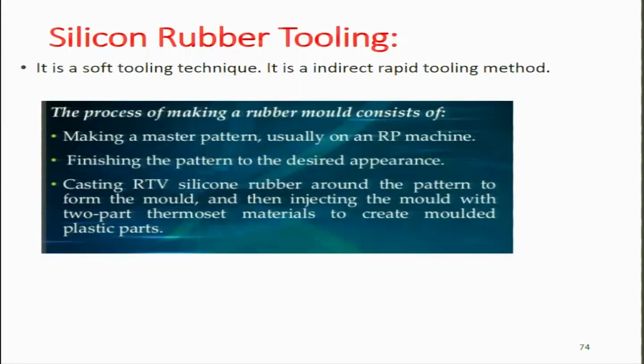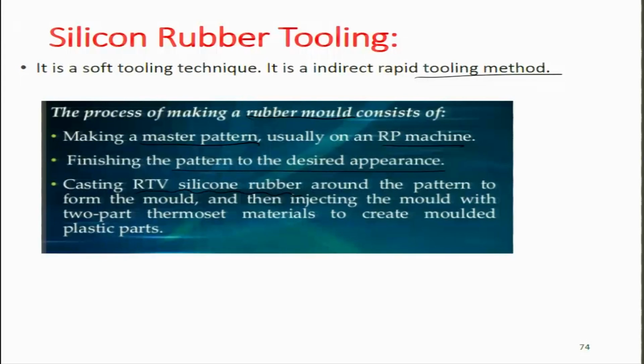When we look at silicon rubber tooling, it is a soft tooling technique, an indirect rapid tooling method. The process necessitates making a rubber mold with a master pattern, which is usually made on a rapid prototyping machine, and then we finish the pattern and the desired appearance is shaped up on the rubber pattern. You can do different castings, for example silicone rubber or RTV, which we also know as PDMS, can be cast. So it is a soft tooling technique which is also an indirect rapid tooling method.